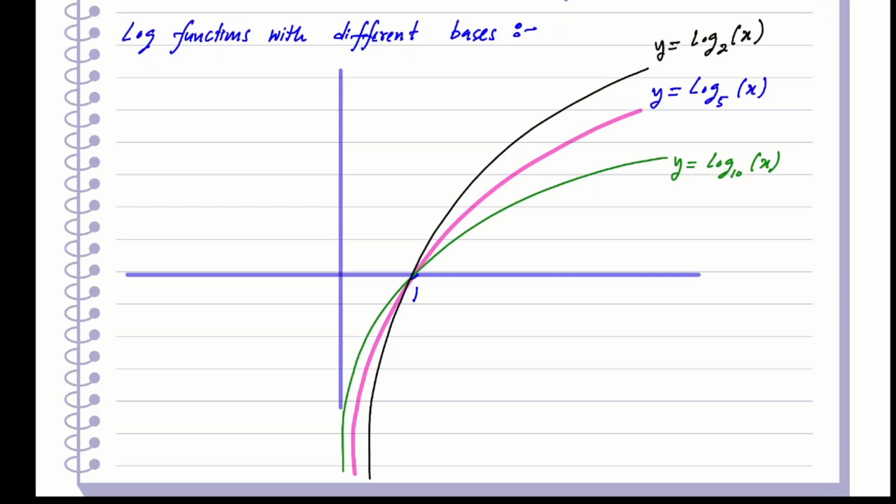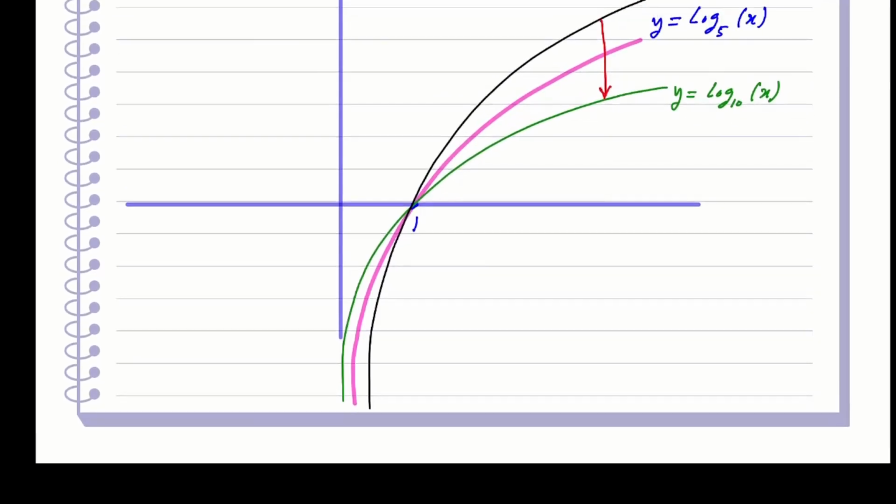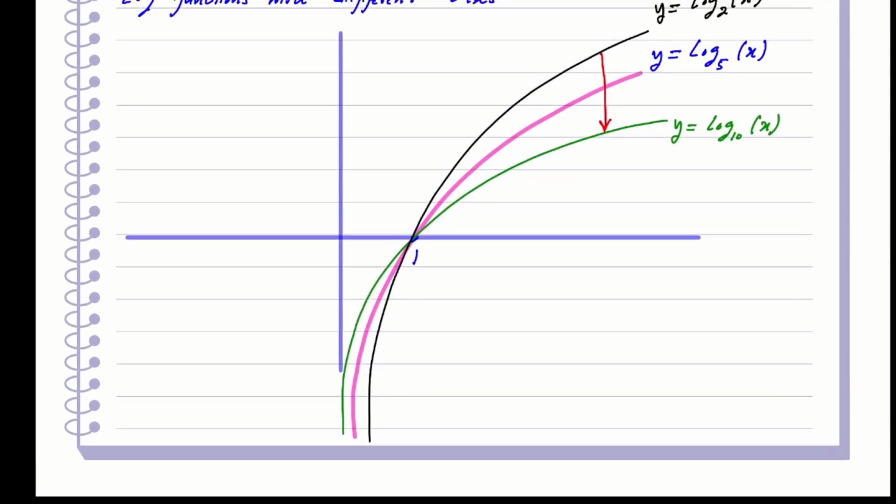So log 10x is going under, and log 2x is above. You can see going from log 2 to 10 the curve goes down, right? However, if you go below, you can see black to green going up. I hope you understand what I'm saying. So this is the nature of the log function.